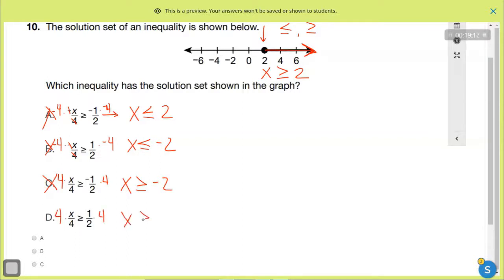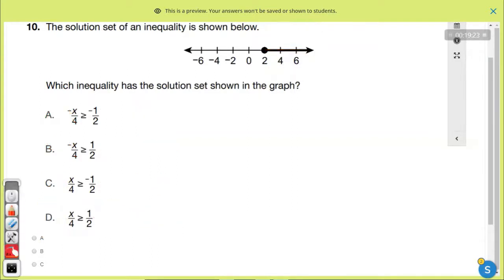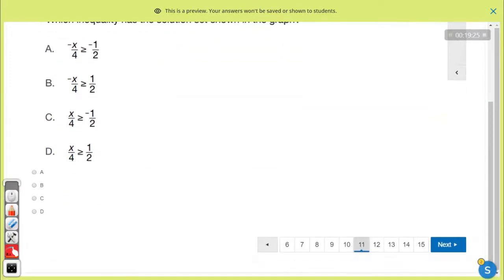Multiplying by 4 on both sides does indeed give me x is greater than or equal to 2. My answer at that point is D. Let's take a look at our next question.